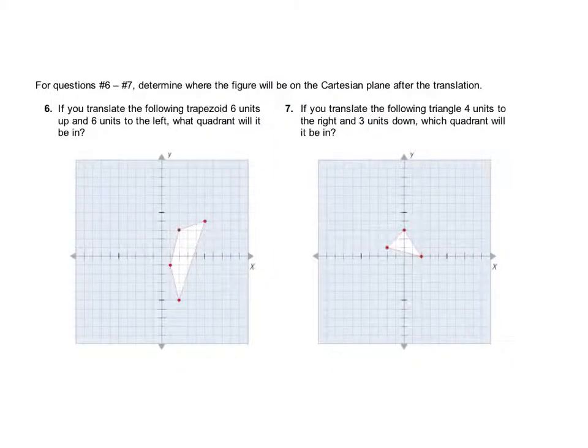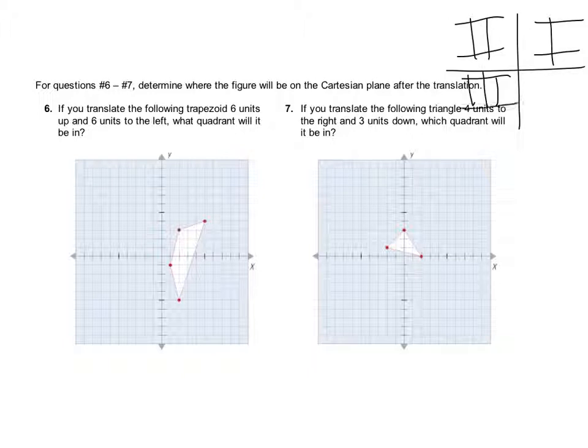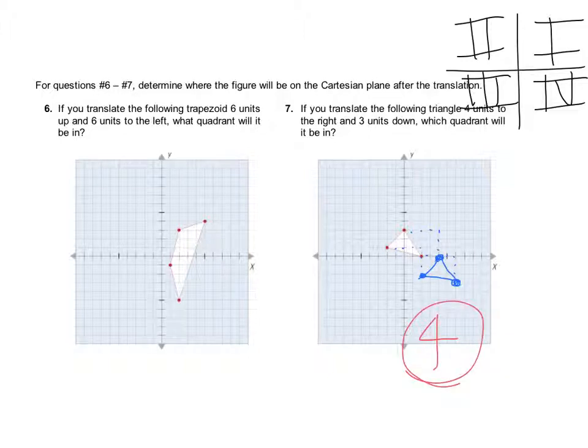Number 7, if you translate the following triangle 4 units to the right and 3 units down, what quadrant will it be in? Well, first of all, we need to review a couple things. Our quadrants are 1, 2, 3, and 4. So if I'm going to move this 4 units right and 3 units down, that means I'm moving every point 4 units to the right and 3 units down. So it would be here, and that triangle is in quadrant 4. So that would be our answer.